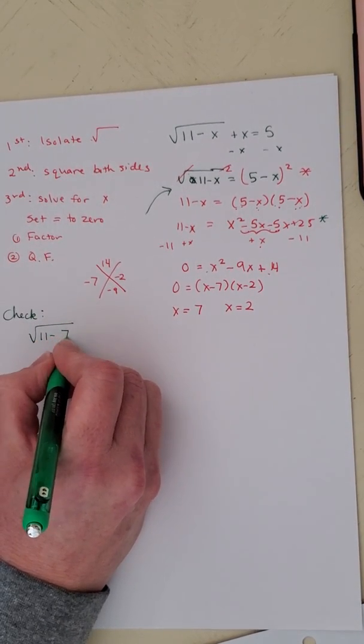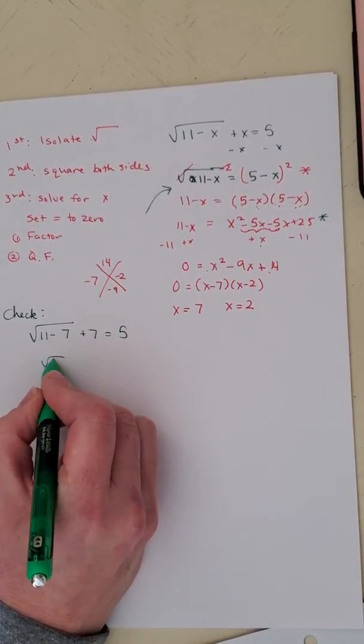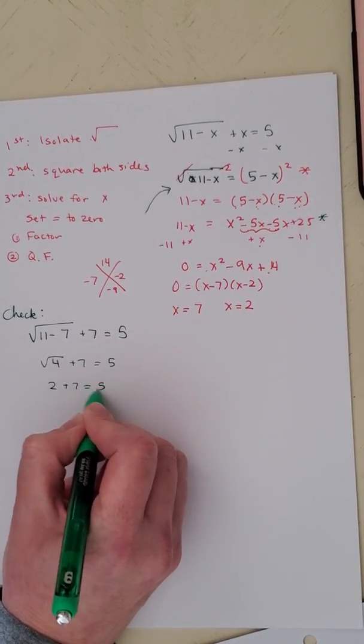So we're going to check both. The square root of 11 minus 7, plus 7, equals 5. All right, the square root of 4 plus 7 equals 5. That's 2 plus 7 equals 5. No, it does not.